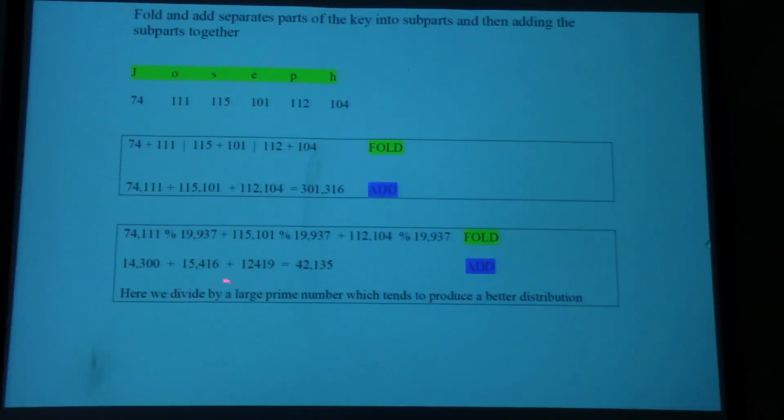So typically we divide by large prime numbers, which tends to produce a better distribution. We tend not to divide by numbers like 100, because what it will tend to do is hit some locations more than others. We don't like that. So we want prime. There's no common factors. So we want to divide it by a large prime number.